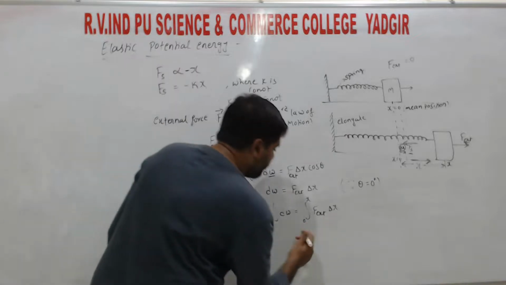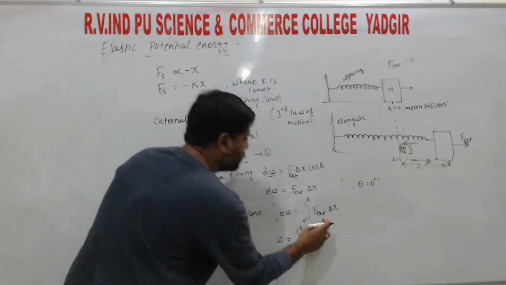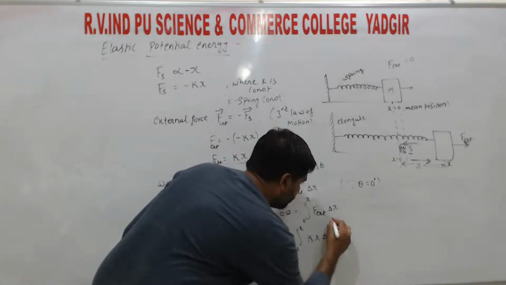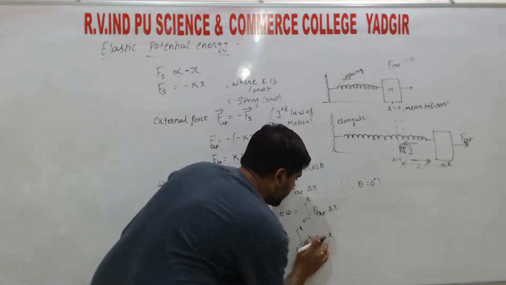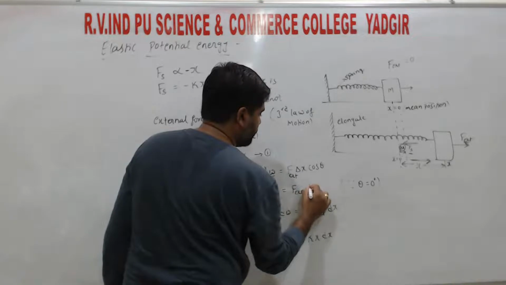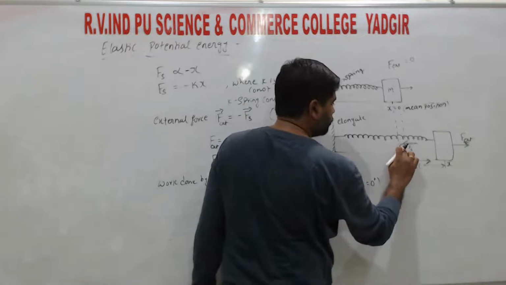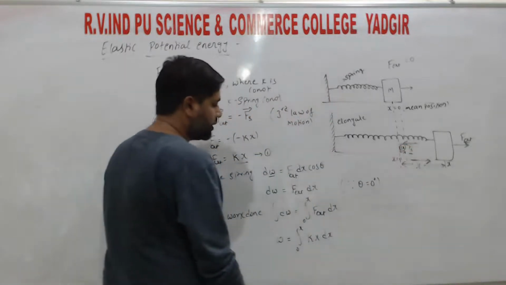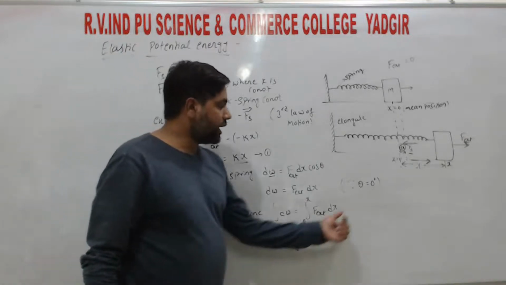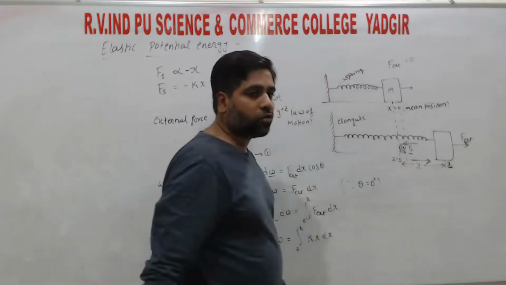So from equation 1 we can write, in the LHS, W from 0 to x. From equation 1, F external can be written as kx into dx. Joules, right? So this gives the total work done. From 0 to x, when we calculate the work done, that work done gives the total work done, right?